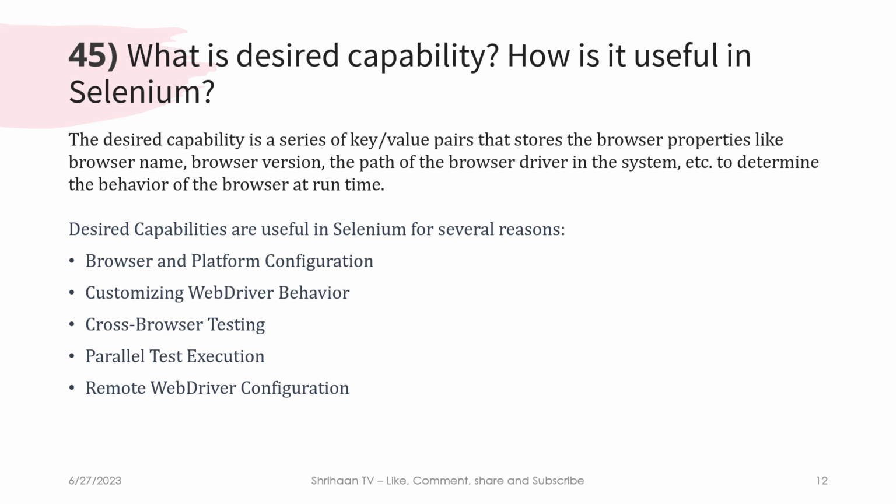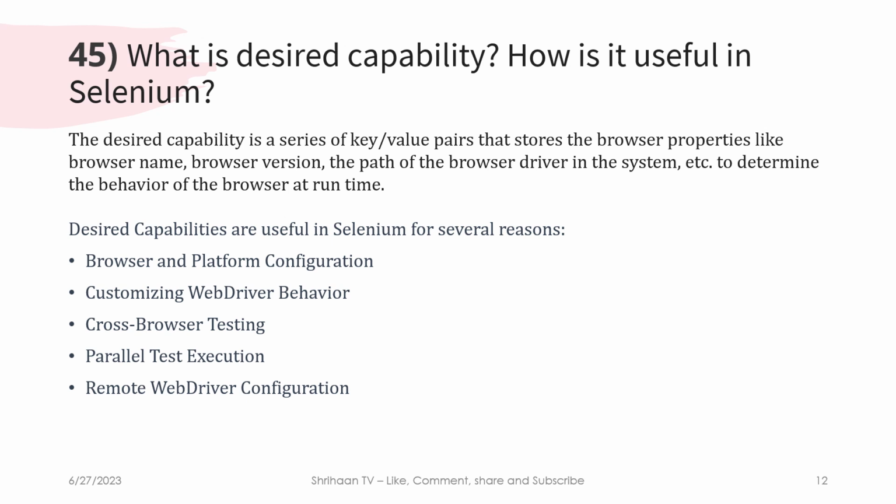So desired capabilities are useful in Selenium for many reasons. Below are some of them, like browser and platform configuration, customizing WebDriver behavior. So the first one, browser and platform configuration: desired capabilities allow us to specify the browser and platform details for WebDriver initiation. You can set the browser name like Chrome, Firefox, Safari, Edge, etc., browser version, operating system, and platform details to match the test environment. This is one of the reasons that we are using desired capability.